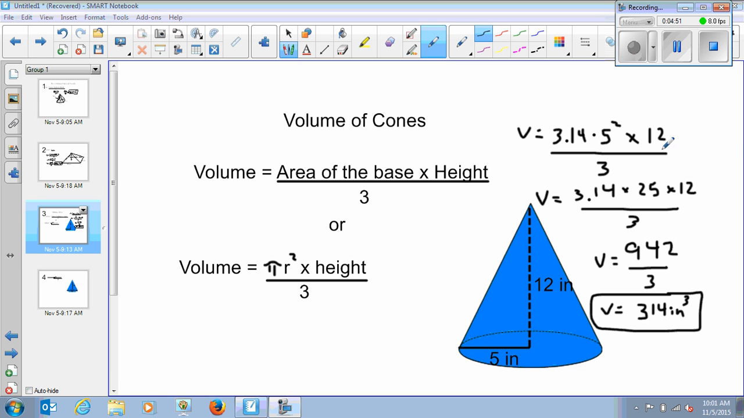So here I went ahead and did the math. I multiplied 3.14, which is pi, times 25 times 12 divided by 3, and I got 942 on top. I divided by 3, and it left me with 314 inches cubed for the volume of this shape.